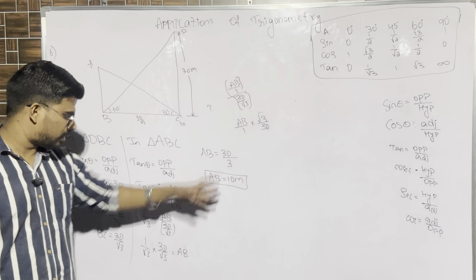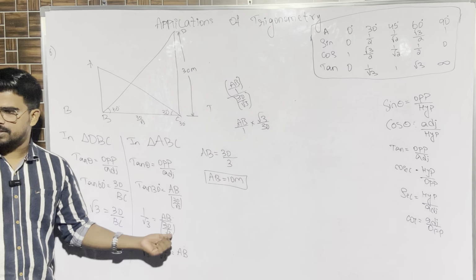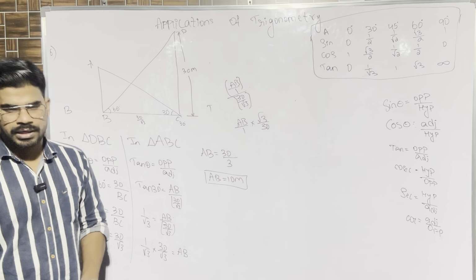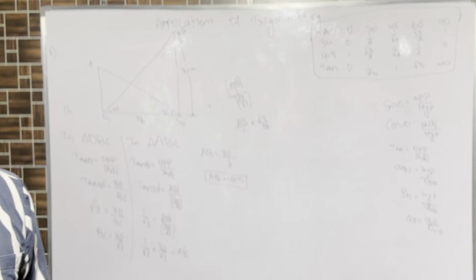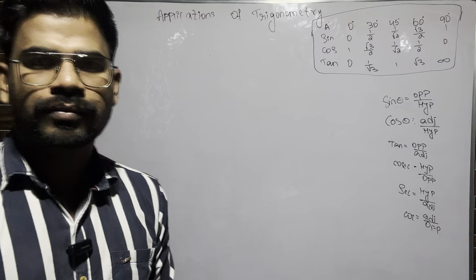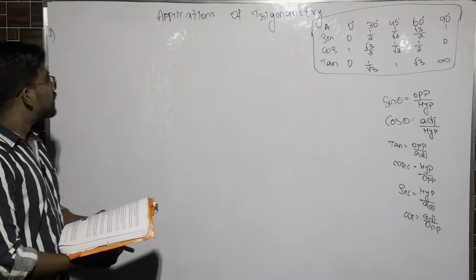If you do not understand it, not a problem here. This is the division term. We are sending it over here. It will become multiplication. Remember that. Reciprocal nahi hota.